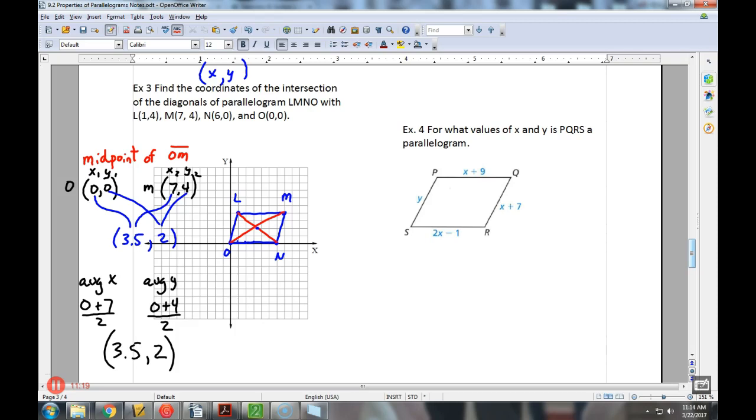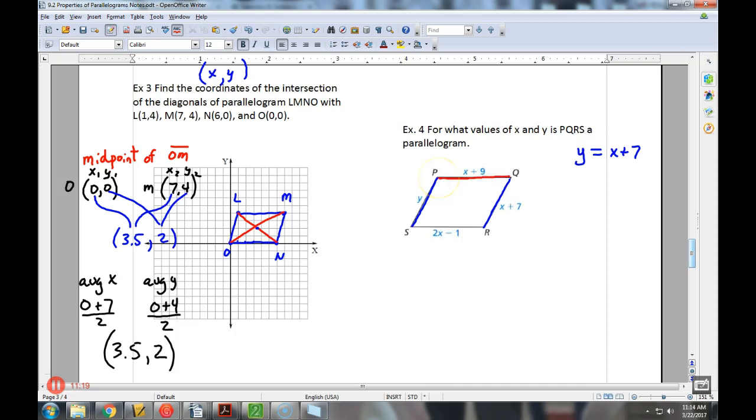Alright, number 4, what are the values of x and y to make sure it's a parallelogram? This one's kind of tricky. If you start on the wrong pair of sides, you're going to run into an issue. For instance, it is true that this blue side equals the blue side. So it is true that y equals x plus 7. The problem is you can't solve that equation because it has two unknowns and there's only one equation. So I'm going to have to focus on the other two sides.